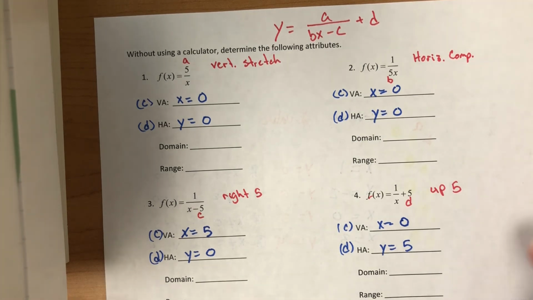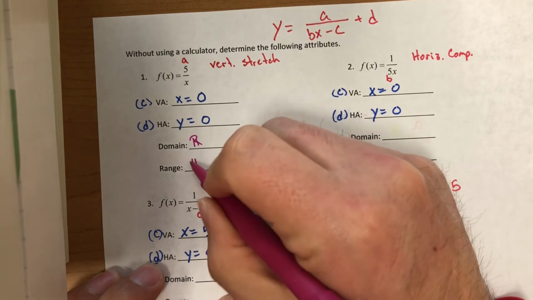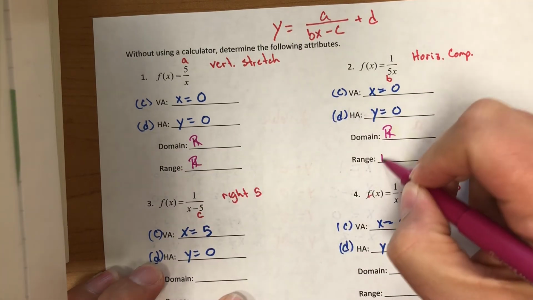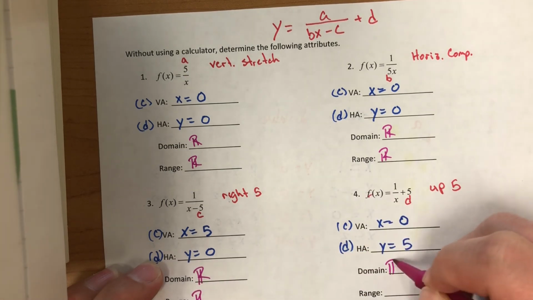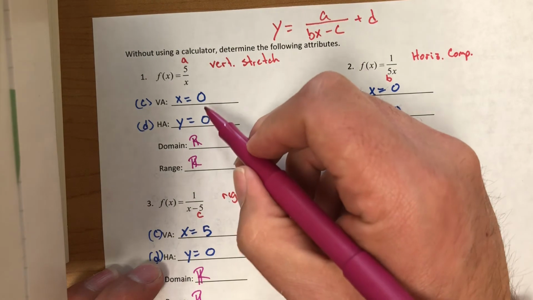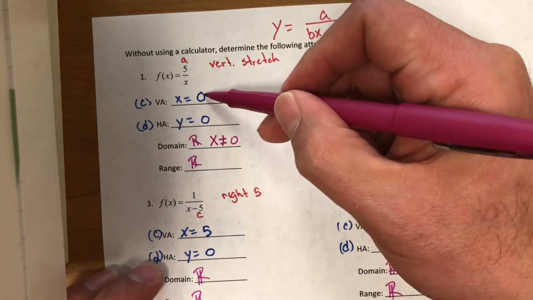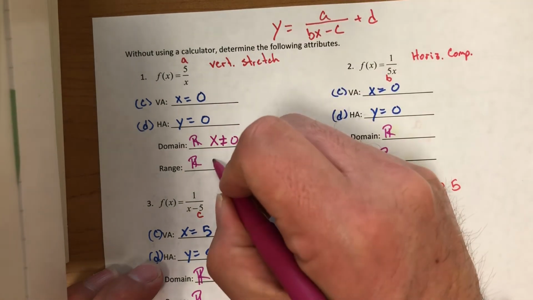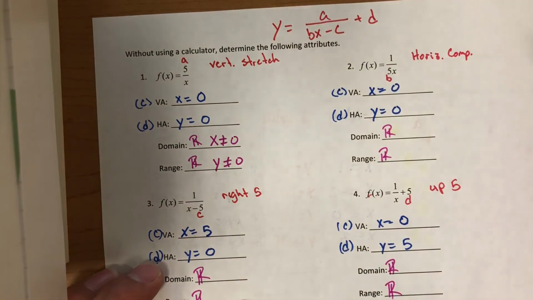Then we have to write the domain. So the domain, again, should be simple. All of these are all reals. So I go ahead and put all reals on all of them. And then they do have exceptions. What can it not be equal to? So for this first one, the X cannot be equal to 0, which is that. And the range, the Y cannot be equal to 0, which is the HA.